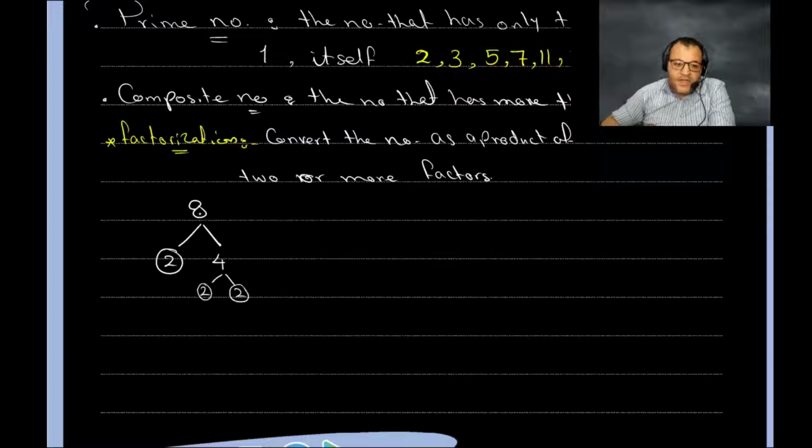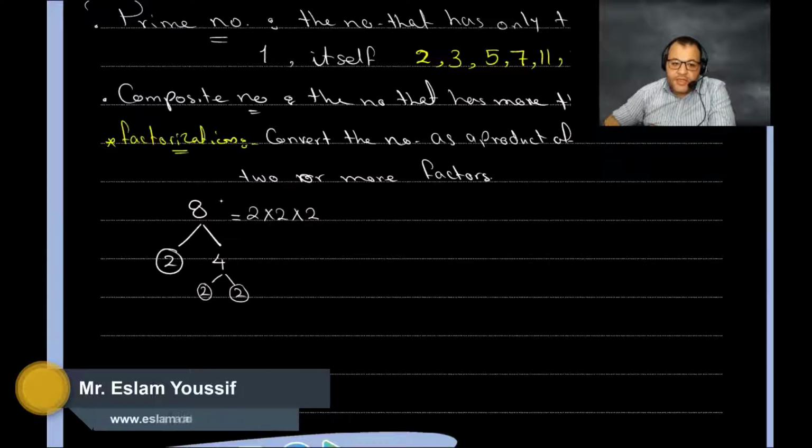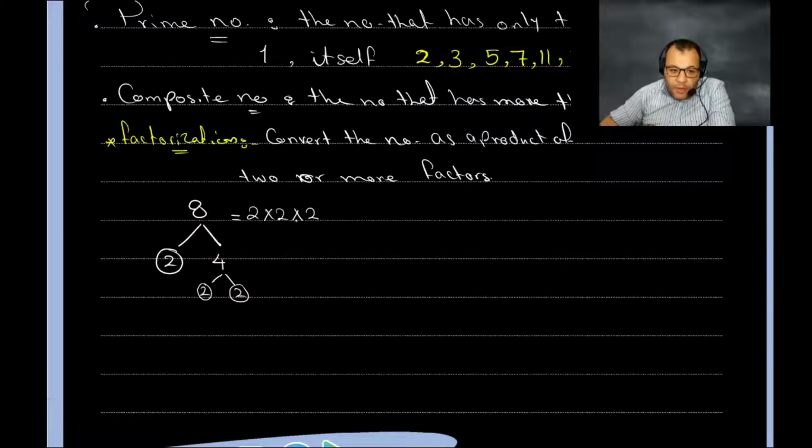So now we find that 8 equals 2 times 2 times 2. And that's called the prime factorization. I convert 8 to the product of prime numbers. All of these numbers are prime. If you multiply all of them together, you will find that the answer is 8. Any problem now for the prime factorization?